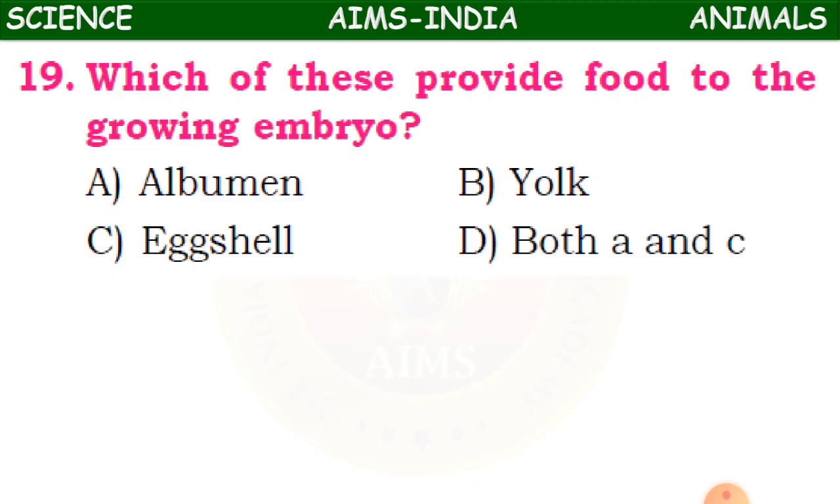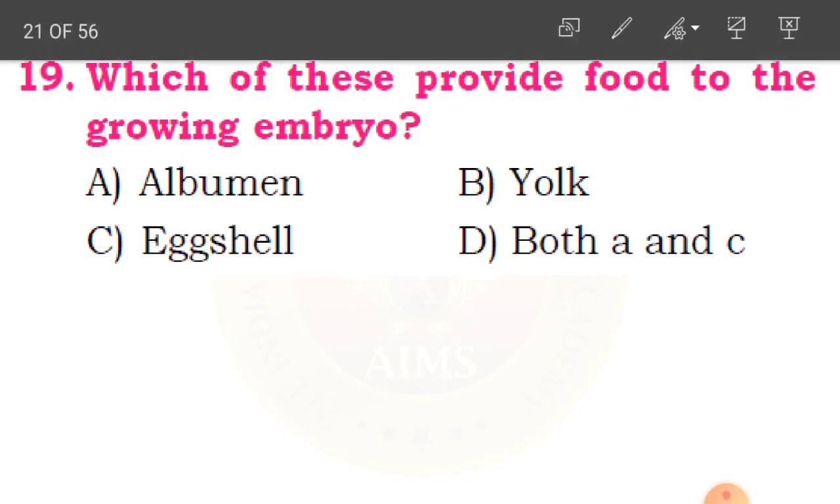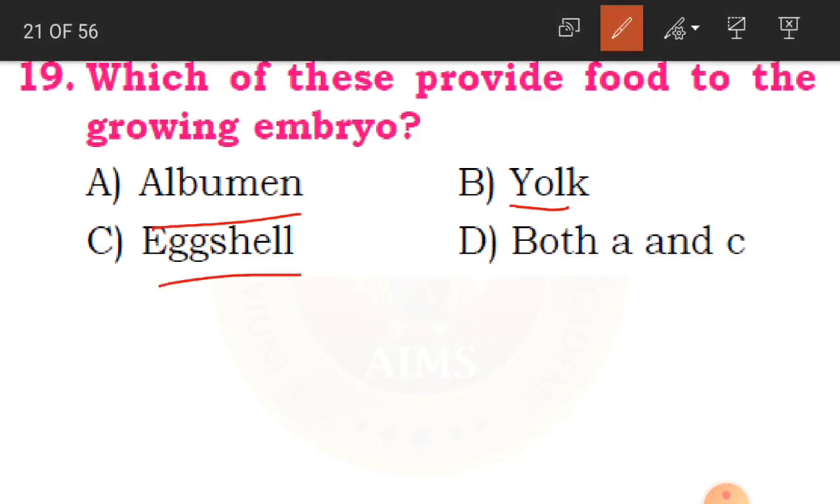Which of these provide food to the growing embryo? Okay, children. A option is albumin. B is yolk. C is eggshell. D is both A and C.